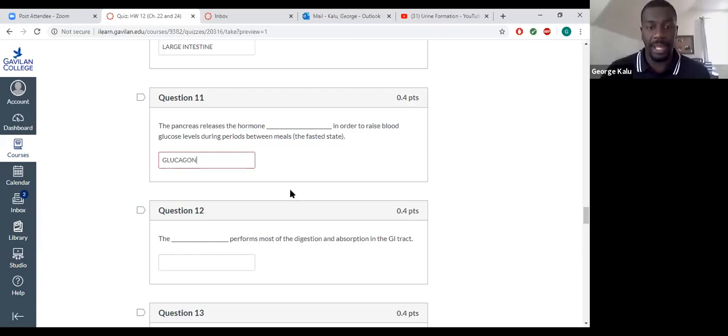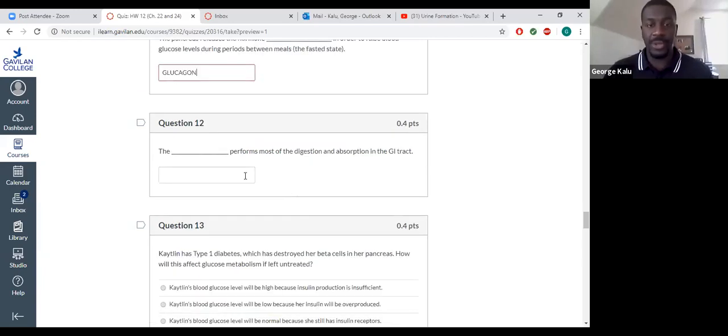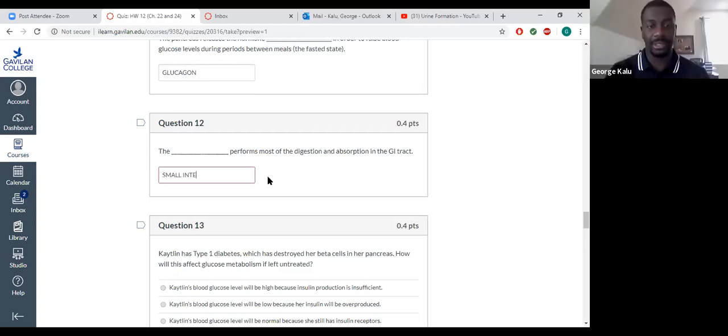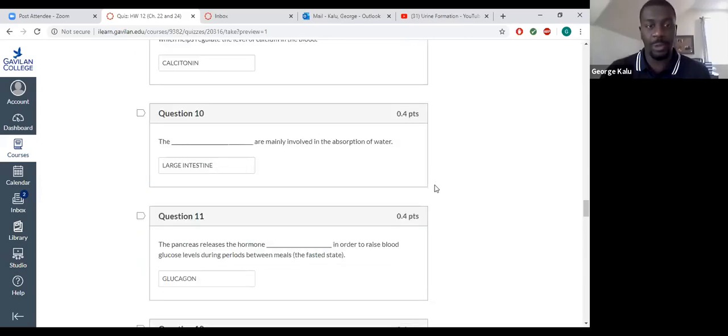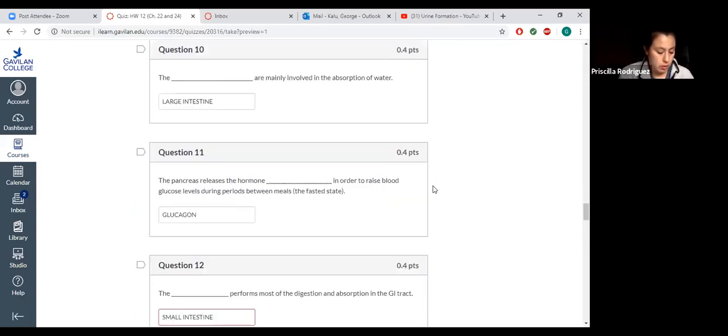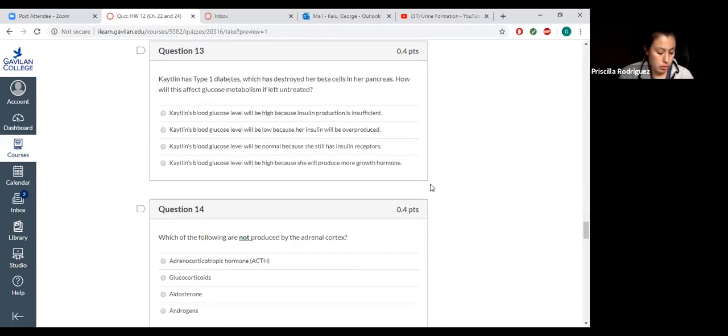All right, cool. And then question 12, the blank performs most of the digestion and absorption of the GI tract. Which part here? Oh, the small intestine. The small intestine, correct. So the small intestine does most of the digestion and absorption within the GI tract. Any questions on any of these so far? No. Okay, cool.